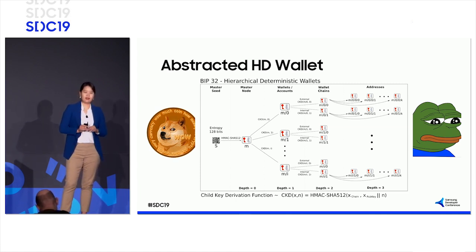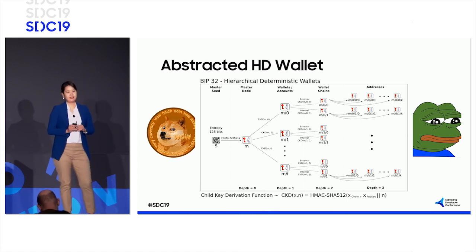So basically, every address can be derived from one master seed. So that's why we say the master seed is a really important value and must be kept safely. If the master seed is stolen, it means you lose all of your asset, money.